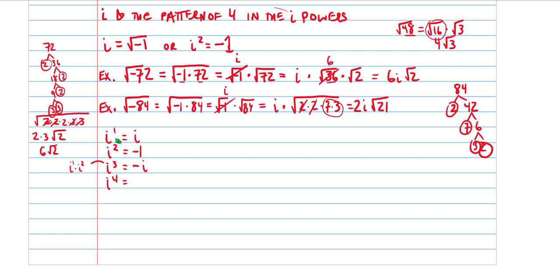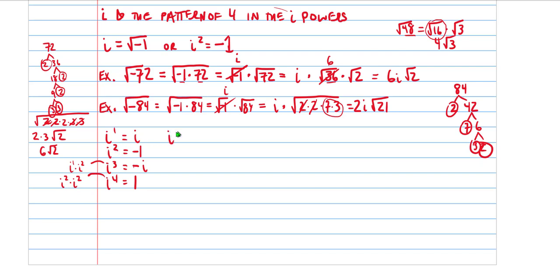I times -1, I to the first times I squared will give us I cubed. So I times -1 is -I. And then, of course, I to the fourth, probably easiest way to think about that, I to the fourth is I squared times I squared. I squared is -1, so -1 times -1 is +1. Those are the first four powers of I.